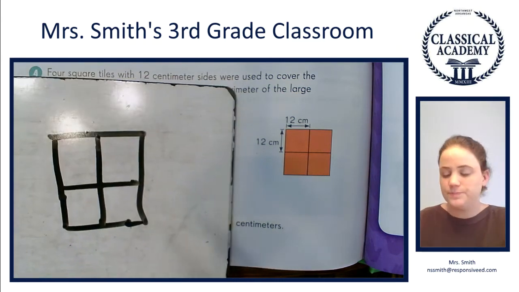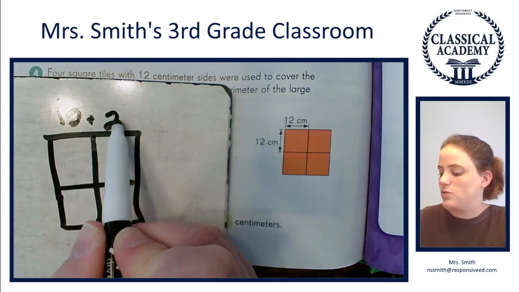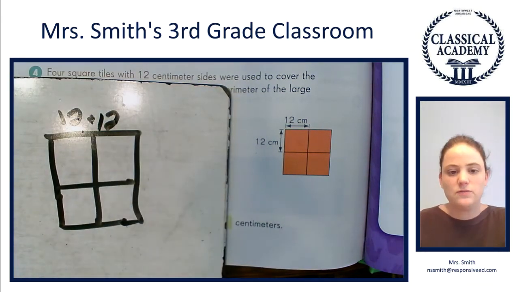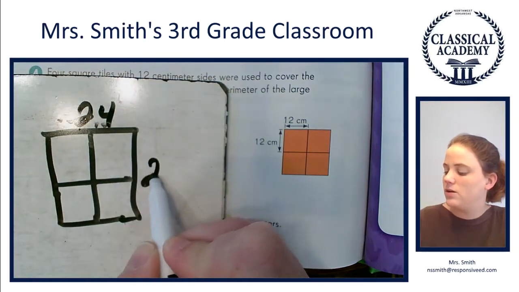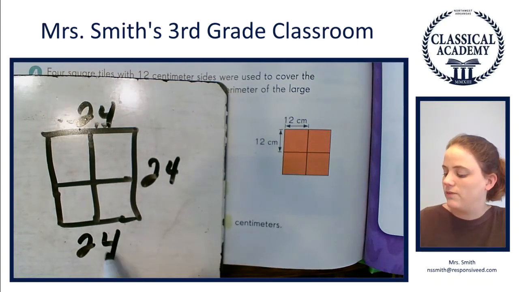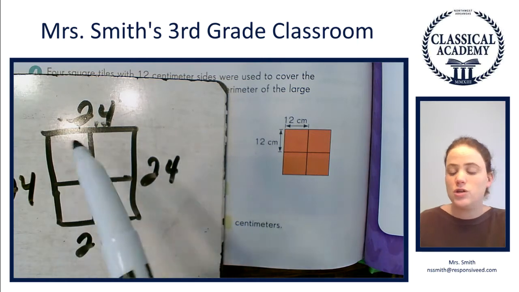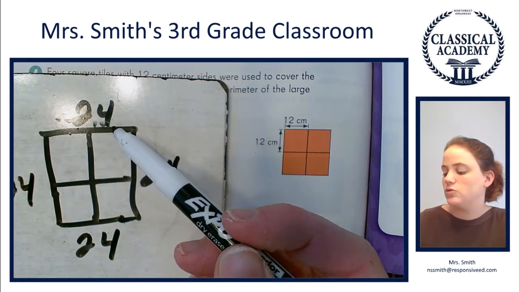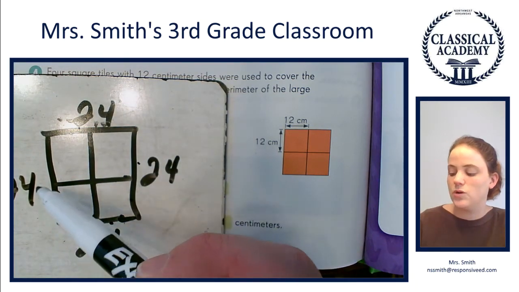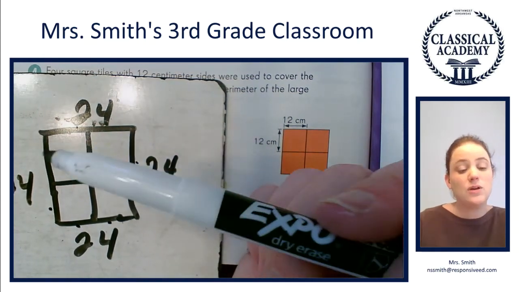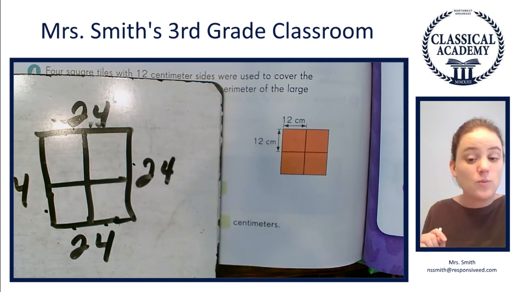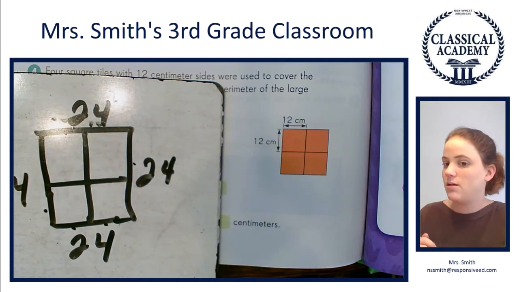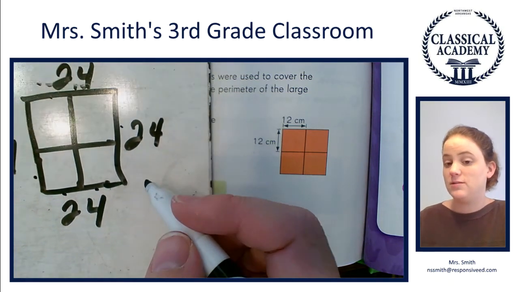Got our picture? 12 plus 12. What is 12 plus 12? Right, 24. That means each side is 24, 24, 24, 24. You could go 12, 12, 12, 12, 12, 12, 12, 12. That's fine. And then you would end up with 12 times 8, which is a math fact you should know. And that's a way to solve it. What is 12 times 8? Do you guys remember it?